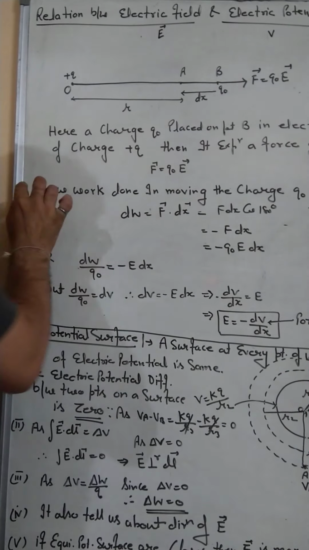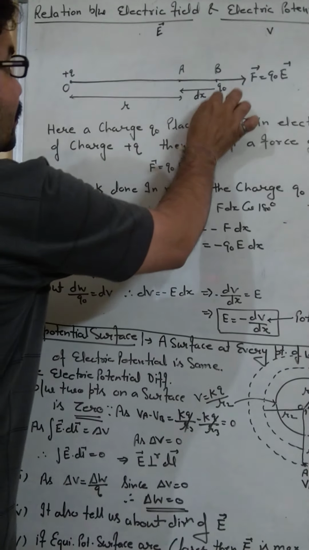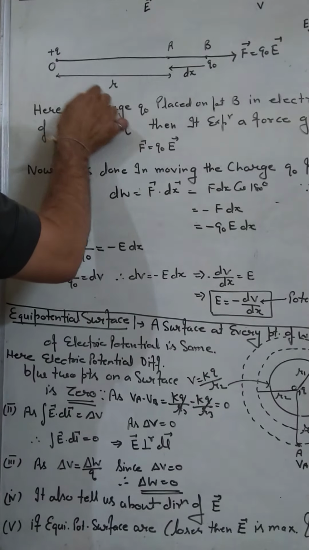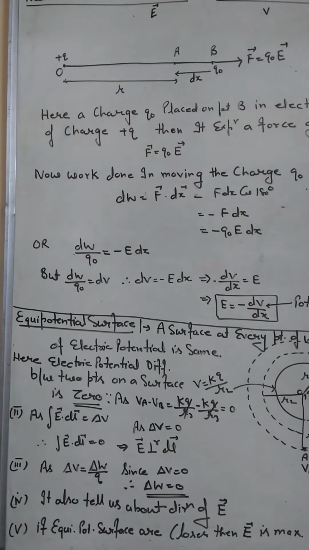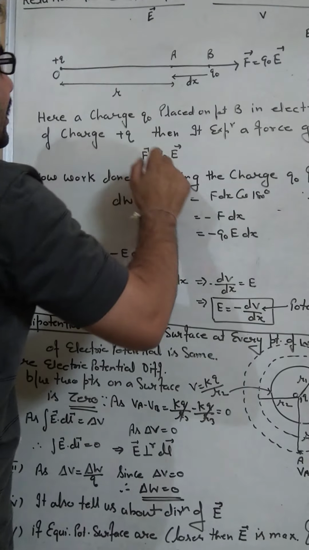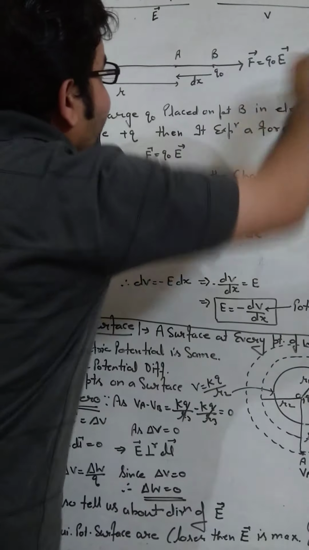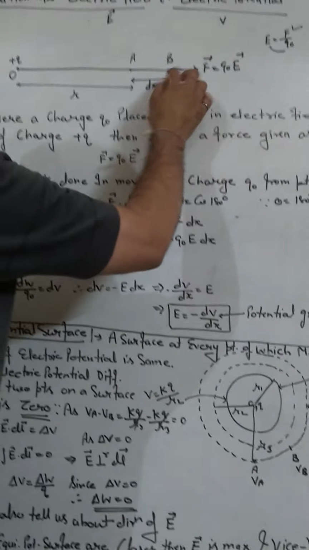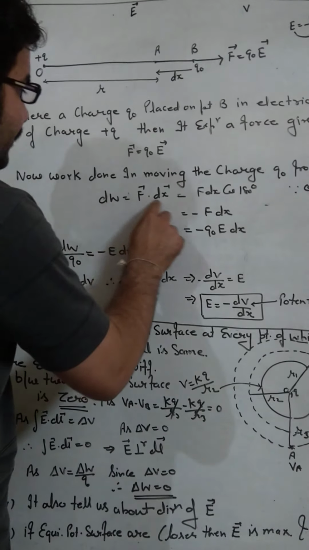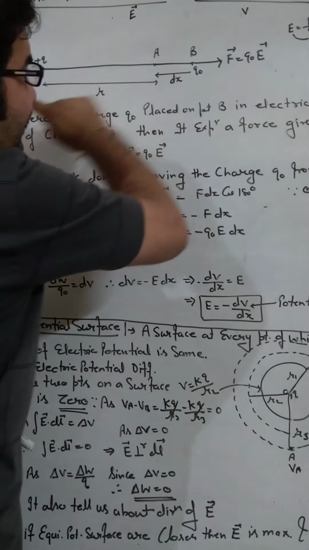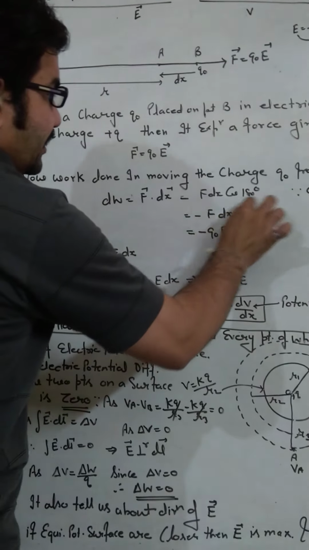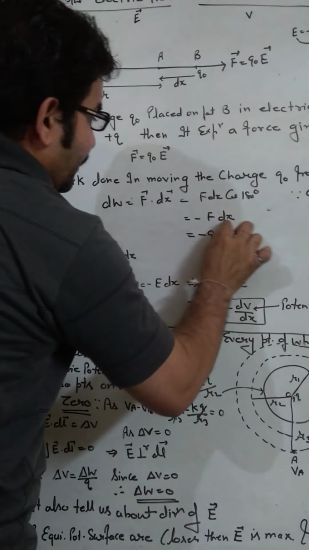Now if we want to bring the charge Q naught from point B to point A, such that point A is at a distance R from point O, then work is done against the repulsion force, because this test charge experiences a repulsion force and we want to bring it against that force, in the direction from B to A. Then the net work done is F dot dx, and theta is 180 degrees. After putting F dx cos theta, with theta 180, cos theta is minus 1, so its value is minus F dx.